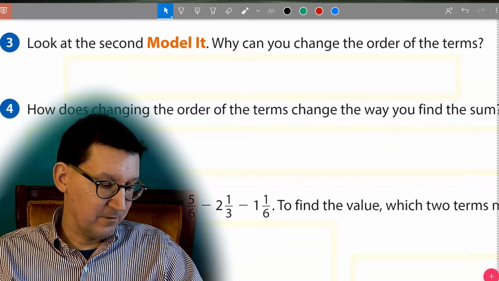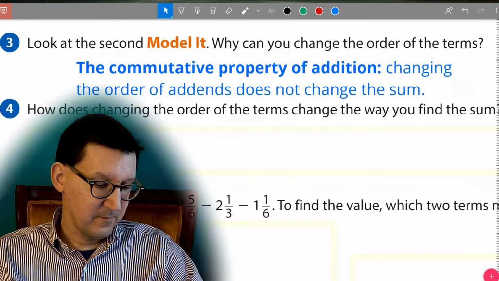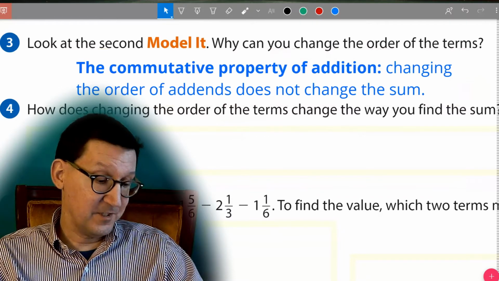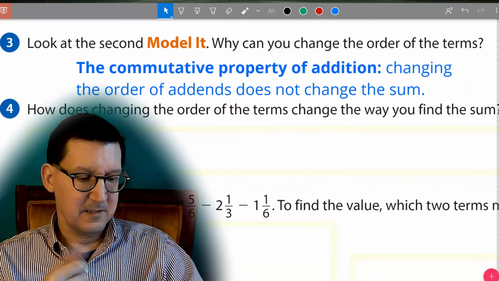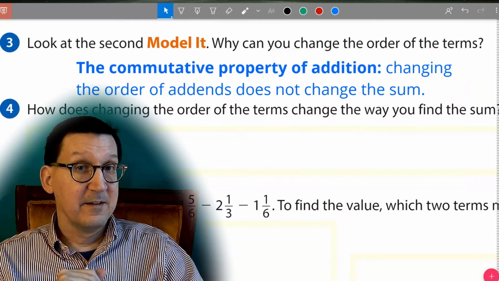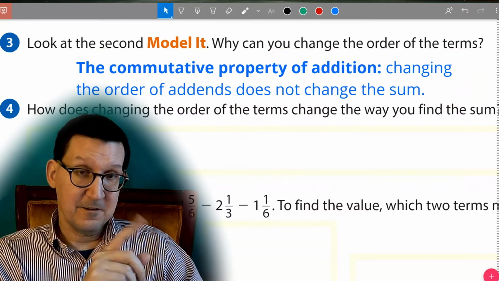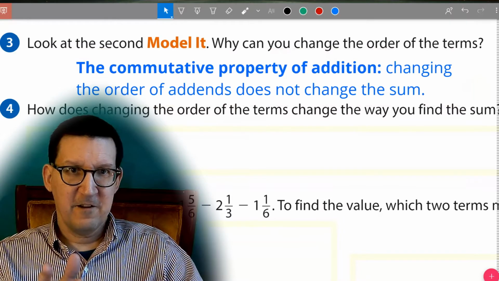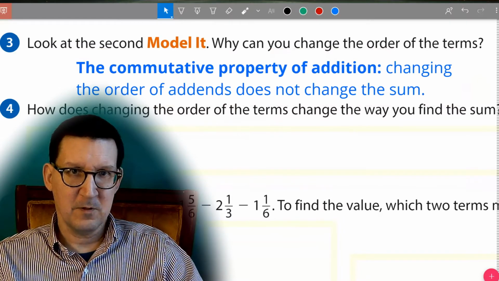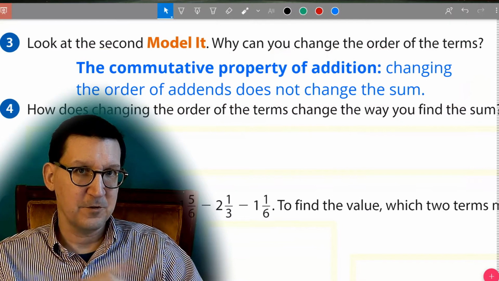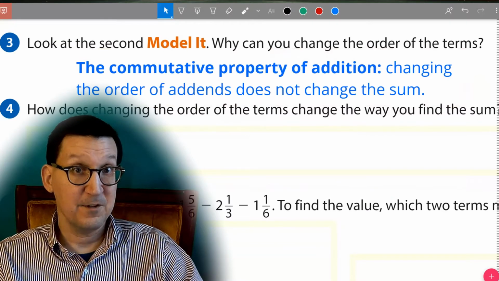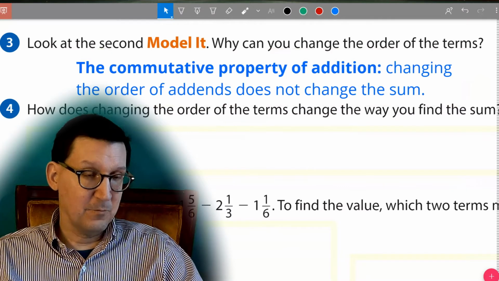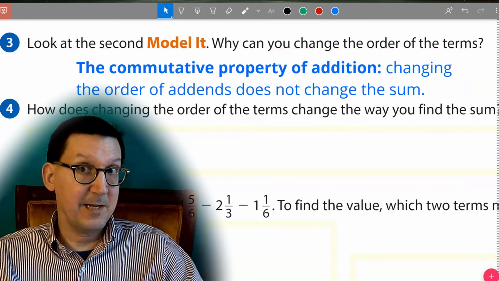You can change the order of the terms because of the commutative property of addition, right? That just means changing the order of the addends doesn't change what the sum is. In other words, as long as you're adding things together, you can add things in any order, right? 1 plus 5 plus 3 plus 2 is the same as 5 plus 1 plus 3 plus 2, which is the same as 5 plus 2 plus 3 plus 1. It's all the same thing. You get the same answer. You're just adding things in a different order. These are more complicated numbers, but it's the same idea.